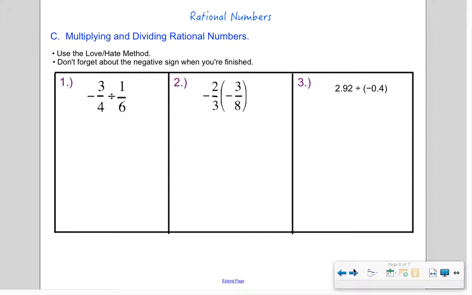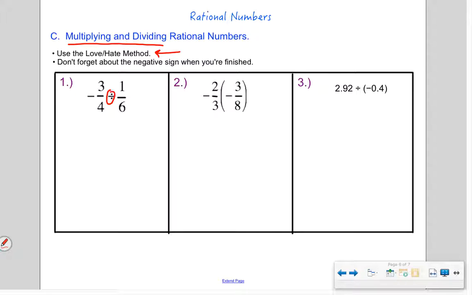Let's go on. Let's talk really briefly, and this is the last slide, so stick with me. Multiplying and dividing. Okay, we have our love and hate method. All we have to do is basically multiply and divide like normal, just don't forget your negative signs.